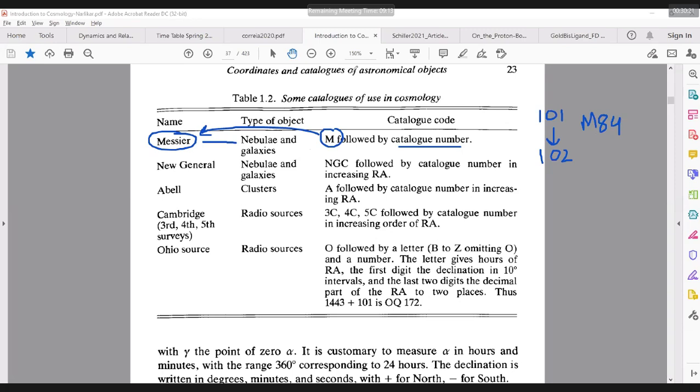New general catalog, NGC, very similarly for galaxies, and catalog number, but in increasing order of RA.